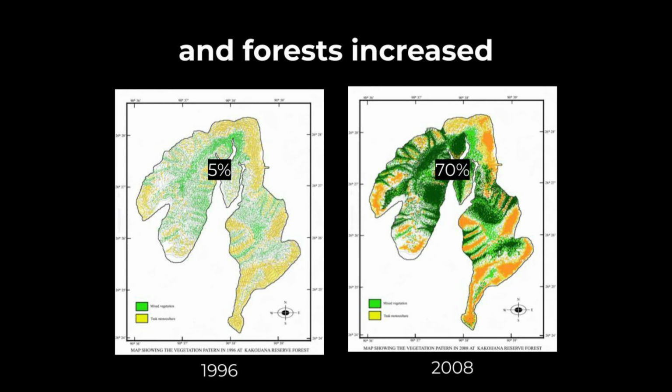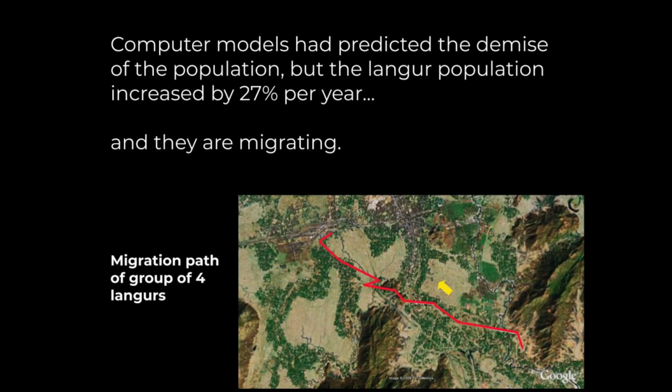In 1996, there was only about 5% canopy. By 2008, the canopy had increased to about 70% canopy. Although we were worried about how langurs would be able to move between isolated forest fragments in the south, a recent migration occurred showing us that there were already functioning corridors that needed to be strengthened.